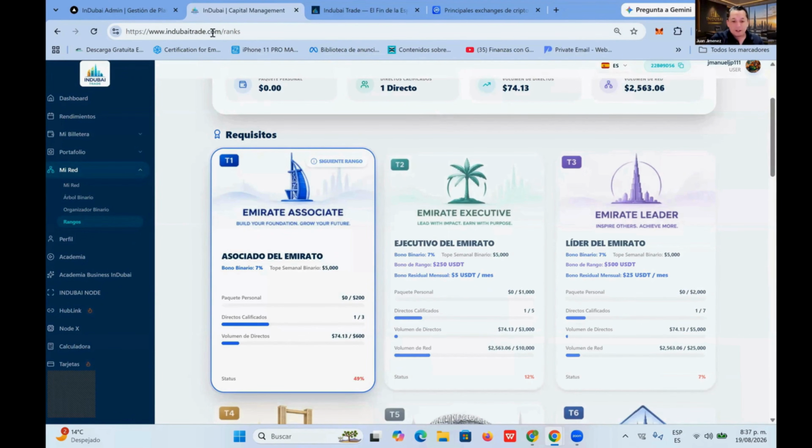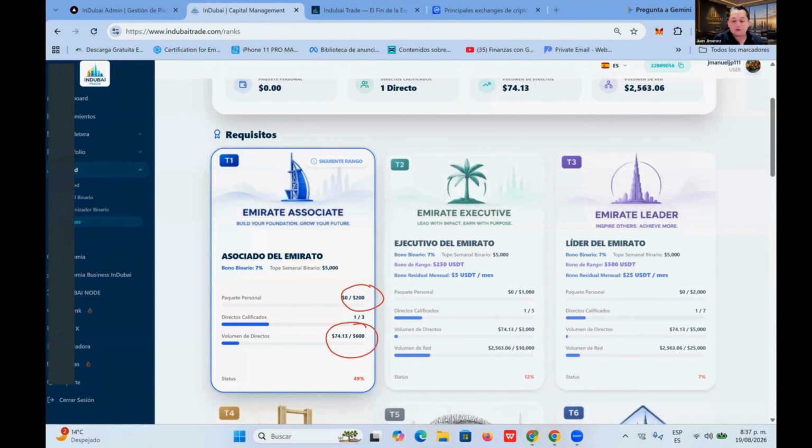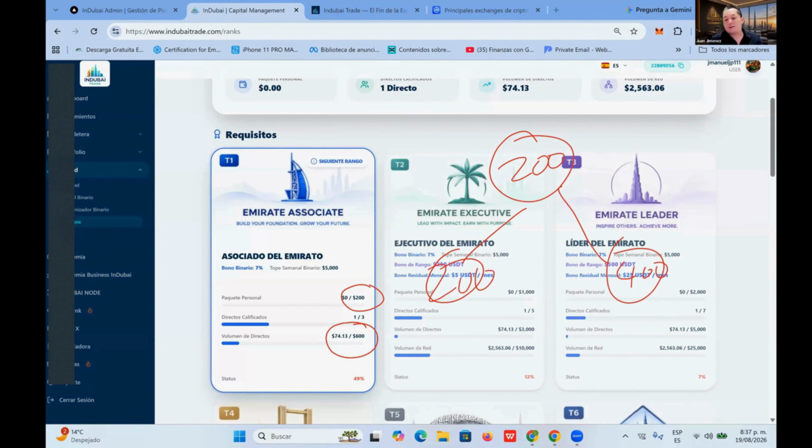So what happens? You have to make a minimum package of 200, have 3 direct referrals that complete 600 for you. So you have your 200 package, right? And you place, for example, here, let's say a person with $400 and another person with 200. With that, you already qualified. I mean, it's very simple. It's very easy. And with that, you start collecting the bonus.